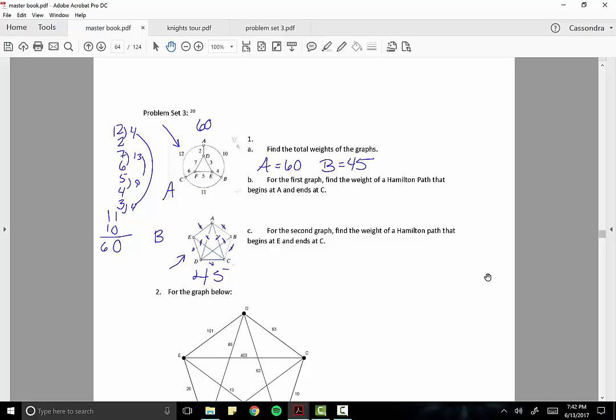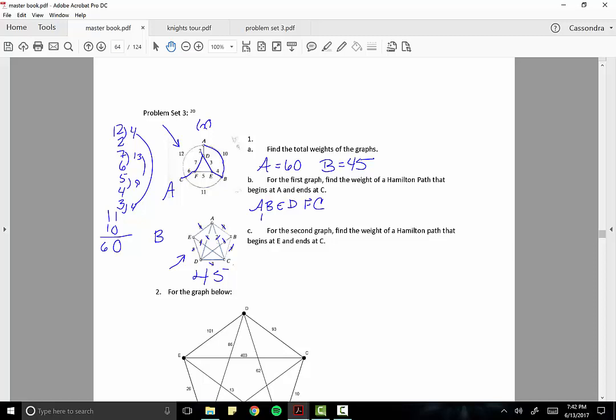For the first graph, find the weight of a Hamilton path that begins at A and ends at C. So a Hamilton path means every vertex, it starts at A, ends at C. So we're going to go to D, E, B, nope. We're going to go A, B, E, D, F, C. So I went A, B, E, D, F, C.